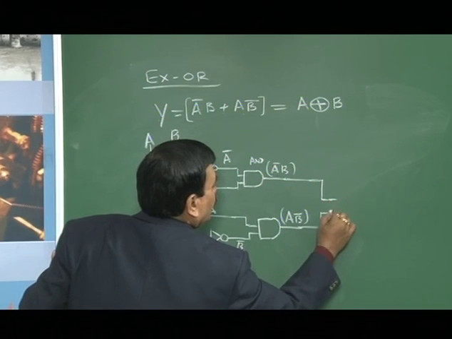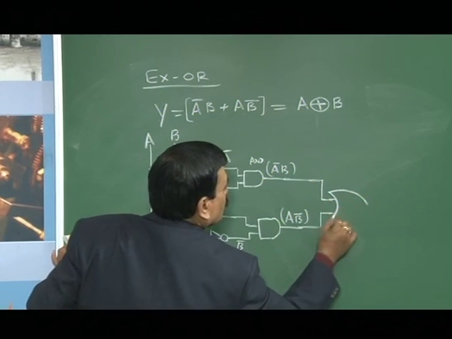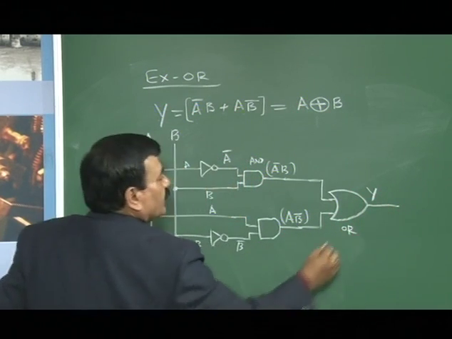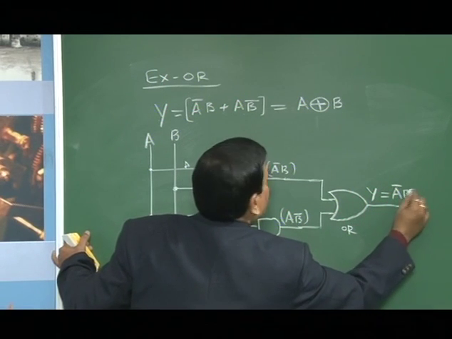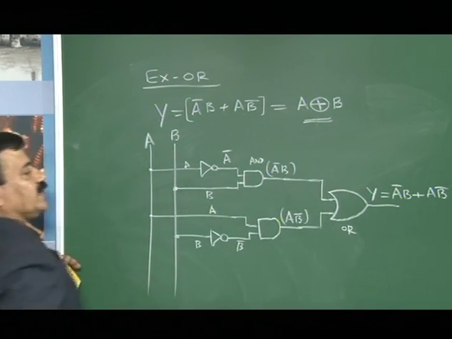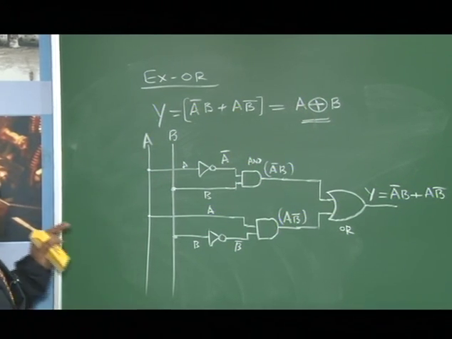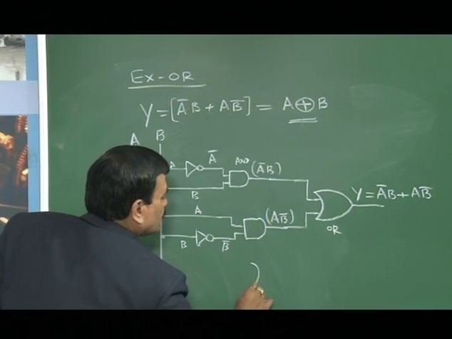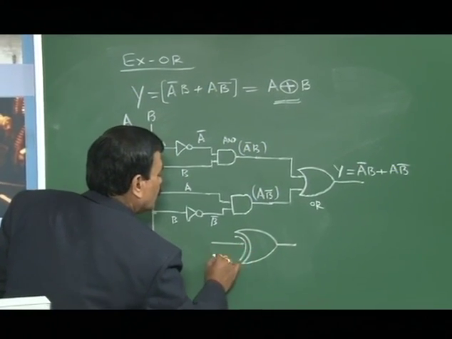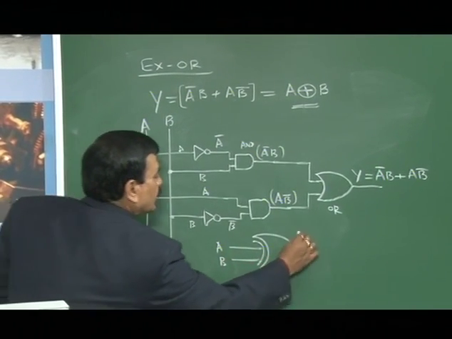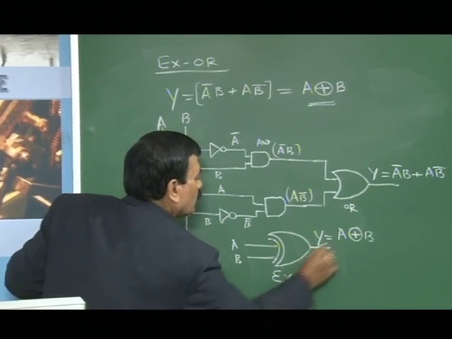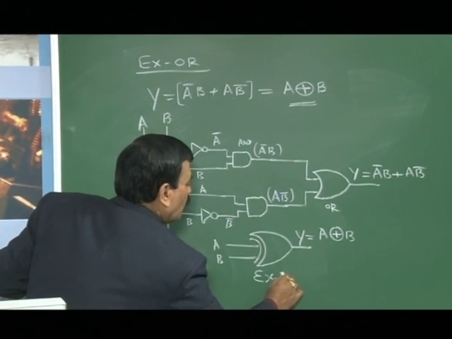So then we are going to write the OR representation. So this is the OR. Finally, this OR output is Y, which is equal to A bar B plus A B bar. So this can also be represented as A exclusive OR B. This is the circuit diagram, but symbolically, a single symbol can be written for this exclusive OR operation with two inputs A and B, indicated as Y is equal to A exclusive OR B. This is the expression, and this is the symbolic representation for the XOR gate.